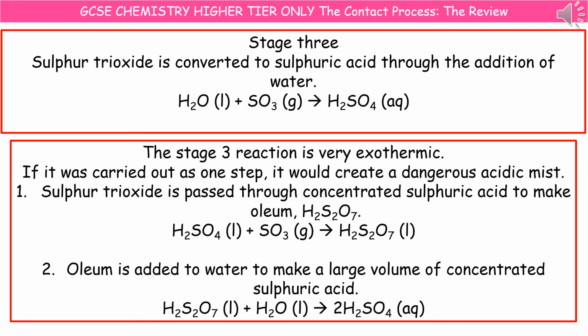The final stage, stage 3, is where sulfur trioxide is converted to sulfuric acid through the addition of water. Now, the key thing to remember here is stage 3 is actually very exothermic. So if we were to carry it out just as a single step, we'd get a very dangerous acidic mist produced. So we break it up into 2 stages. First one, sulfur trioxide is passed through concentrated sulfuric acid to make a substance called oleum, and then the oleum is added to water to make a large volume of concentrated sulfuric acid.